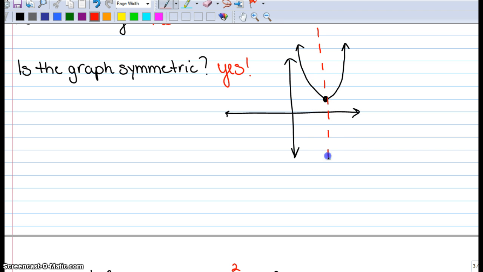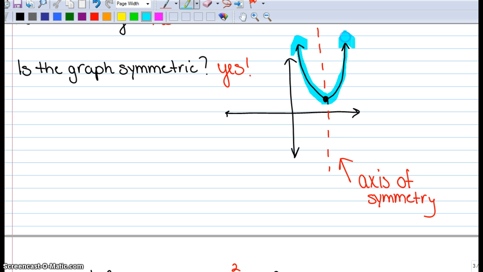So if you draw a dotted line through the vertex, this line is called the axis of symmetry. And what it means is if we were to fold the paper along that dotted line, all the points on the left of the parabola would match up with all the points on the right. So the parabola is always symmetric over the axis of symmetry, and just remember the axis of symmetry is a vertical line that runs through the vertex.